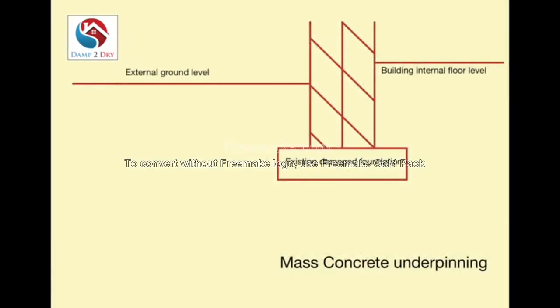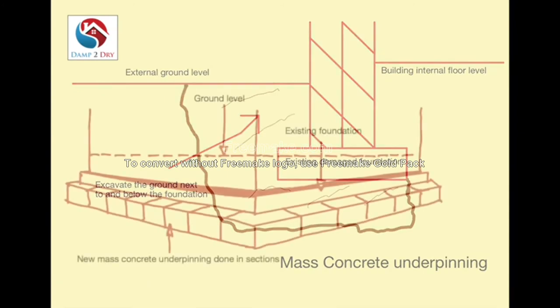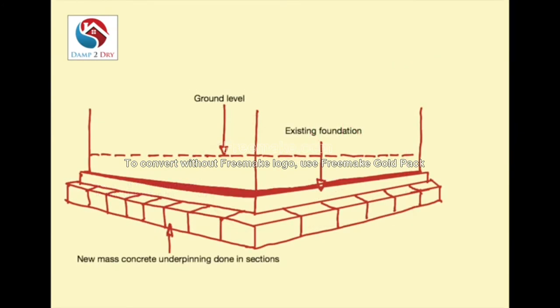Hello, I'm Richard Brooks from Damp to Dry Construction Limited, based in Nottingham and Derby. This short video is to show the basic method we use to complete the repair of subsidence and structural failure. First, we excavate the ground along the side and below the damaged foundation in approximately 1 meter increments at a time, as in the diagram.